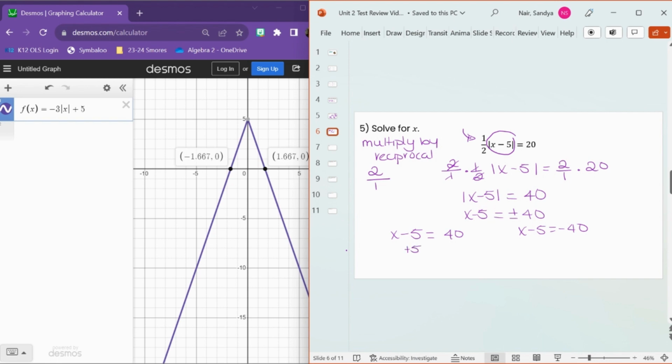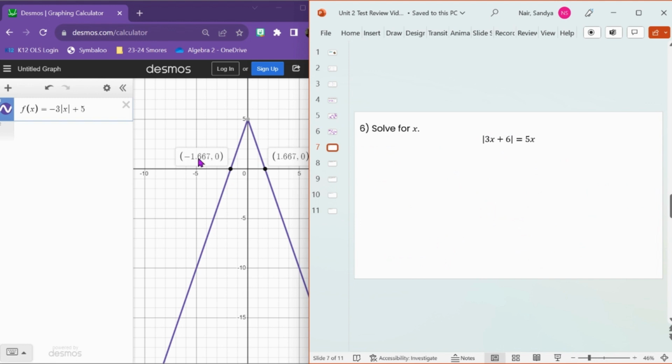Now here I can solve by adding 5 to both sides. And when I add 5 to both sides, I get x equals 45. Over here, I'm going to add 5 to both sides. And when I do that, I get x equals negative 35. Okay, so now let's just double check and make sure. Let's go ahead and plug back in and make sure we don't have any extraneous solutions. We have the absolute value of 45 minus 5, and that does equal 20. You can go ahead and check that on your own. And then if we plug in negative 35 minus 5 in the absolute value, that is also going to equal 20. So both of these are actually valid solutions to this equation.